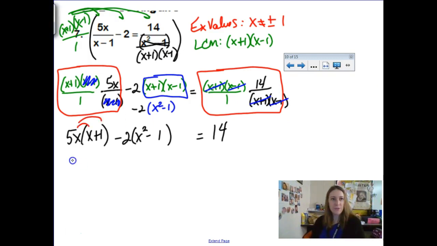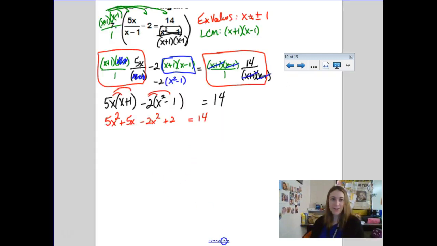This becomes 5x squared. I should have warned you to write smaller on this one. Plus 5x. And then keep distributing the -2. X squared, careful here, this is plus 2, equals 14. And yay, we have a quadratic. So let's bring everything to one side so it says equals 0. I'm going to collect my quadratic terms first. This is a 3x squared plus 5x. And then I would have subtracted this 14 over. That's a 14 minus 12 equals 0.